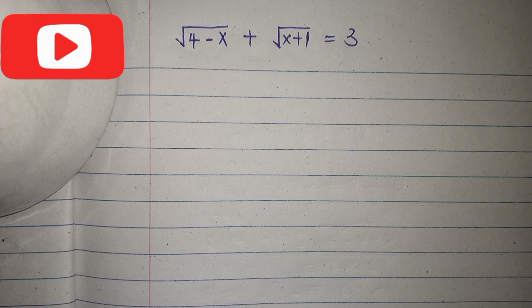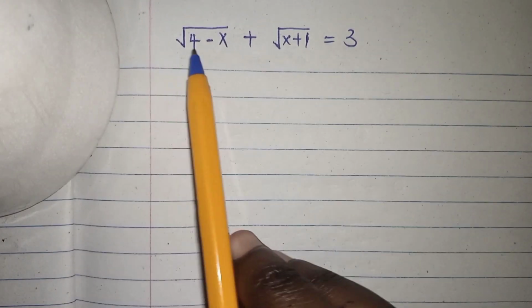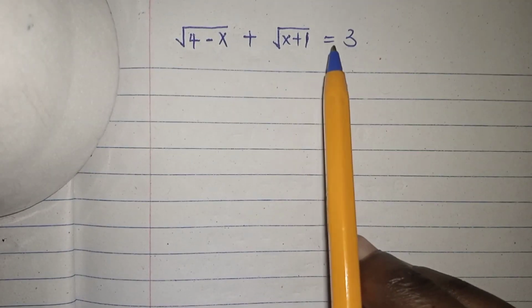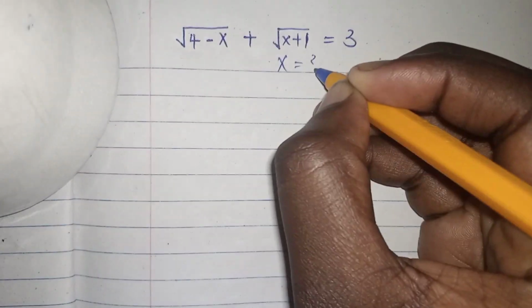So today I'm bringing you this nice radical equation that I want us to solve for the value of x, when given the square root of 4 minus x plus the square root of x plus 1 is equal to 3. So what is the value of x?